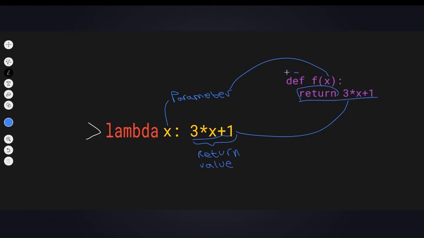Usually, if we define a function in the conventional way, we can write a lot of code under the definition of the function. We can use for loops, while loops, we can add conditional statements and whatnot. But in this case, we can't. We can only use one expression that is going to be the return value.